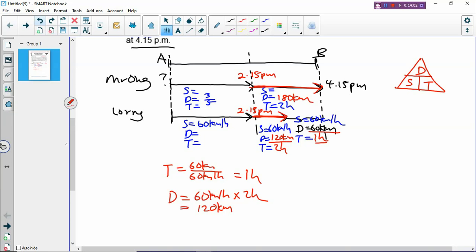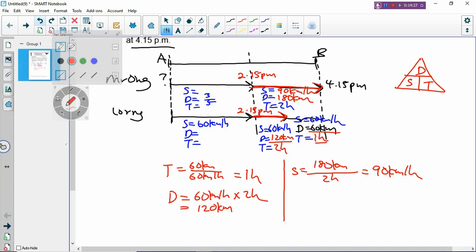Then you look at the set of values again. You can find the speed of Mr. Ong, because speed is equal to distance divided by time. So distance, and then you divide by time. So the speed of Mr. Ong must be 90 kilometers per hour, and you can put inside here 90 kilometers per hour. Then what else can we do?